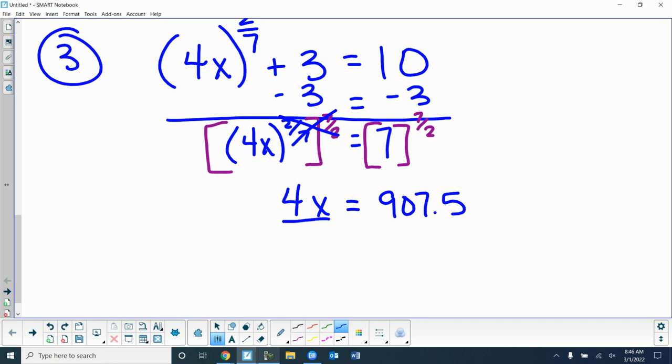And then you have to divide by 4 to get x alone, which came out to 226.9. I had 87, but if you put 9, that's fine. Questions on that one? All right. That's pretty easy too, isn't it? Yeah. All right. Number 4, we have an inequality.